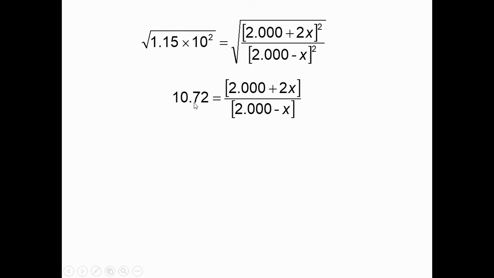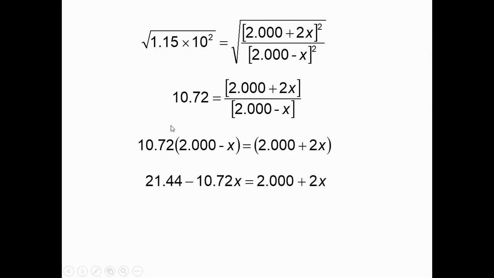When you square root something that's squared, you just get what's under here, because you're multiplying this exponent 2 by 1/2, so you end up with just 1. So you get 2 plus 2x divided by 2 minus x, and then you just simply solve for x. You're going to crisscross, this is over 1. So 2 plus 2x equals 10.72 times 2 minus x.